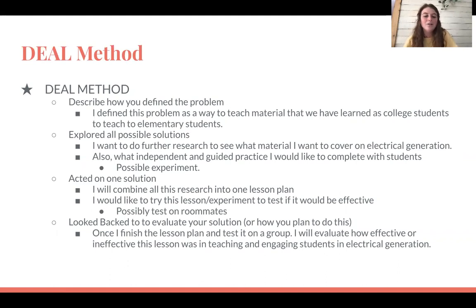And then L: look back to evaluate your solution, or how do you plan to do this. So once I finish the lesson plan and test it on a group, I will evaluate how effective or ineffective this lesson was in teaching and engaging students in electrical generation. So it's really important that students learn stuff, but also I want them to be engaged and excited and find whatever it is they're learning interesting. So just seeing if it was effective in either one of those things or both.